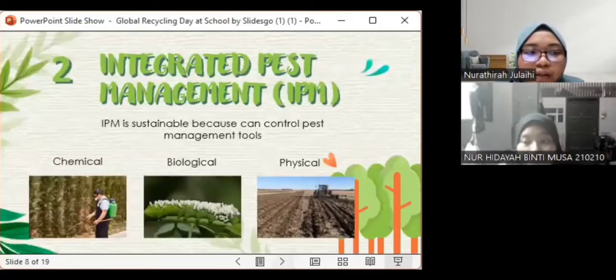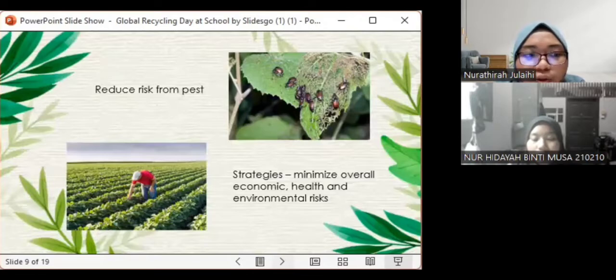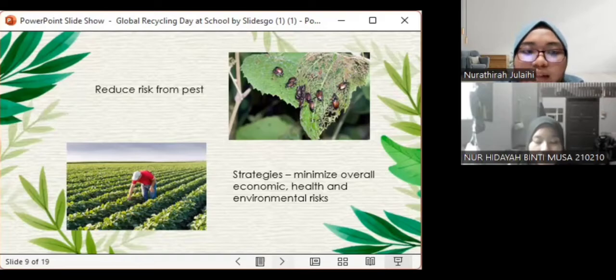So today I will present about integrated pest management, which is IPM. IPM is sustainable because it can control pests using management tools such as chemical, biological, physical, and cultural tools. Next. It also can reduce the risk from pests, and the strategies minimize overall economic, health, and environmental risks. Next.